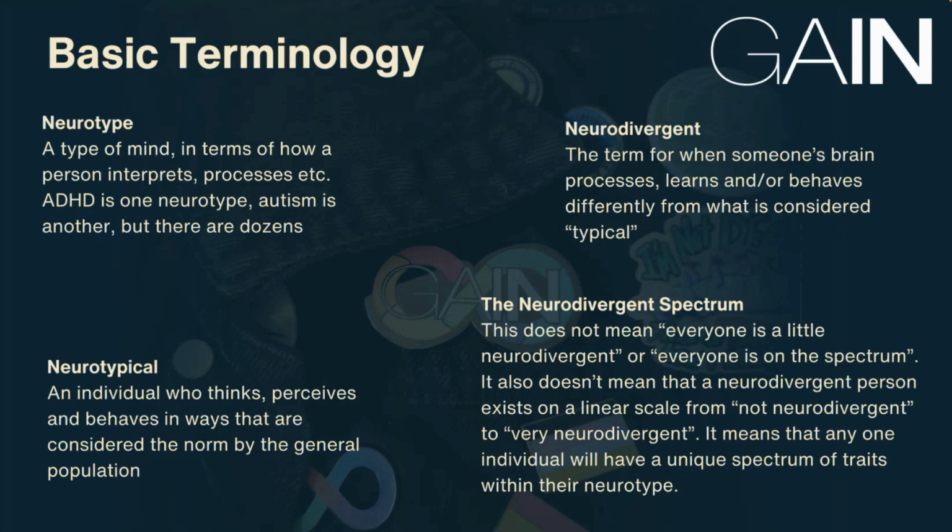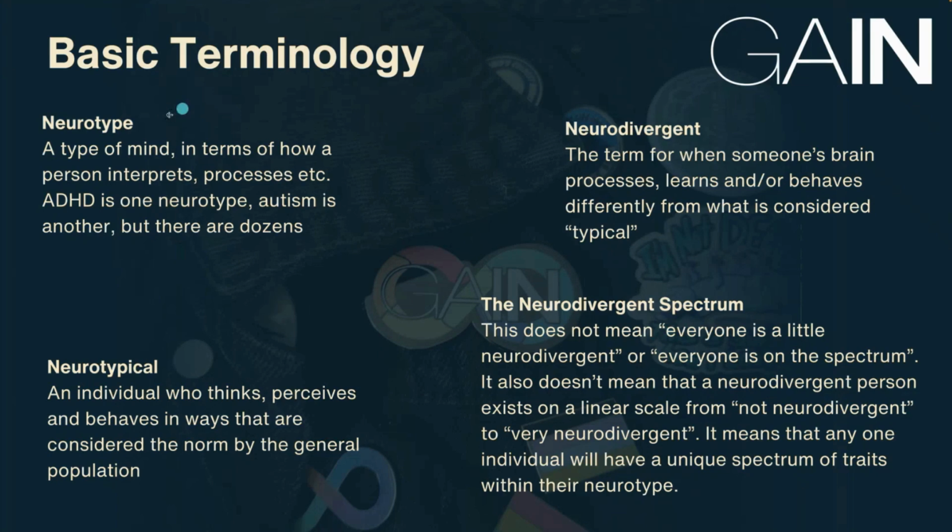I've got some basic terminology for you all. First, we've got neurotypical, or the slide's a little bit topsy-turvy, but neurotypical is a term for an individual who thinks, perceives, and behaves in ways that are considered the norm by the general population. And we've got neurodivergent on the other side on the right here. This is the term for when someone's brain processes, learns, and or behaves differently from what is considered typical.